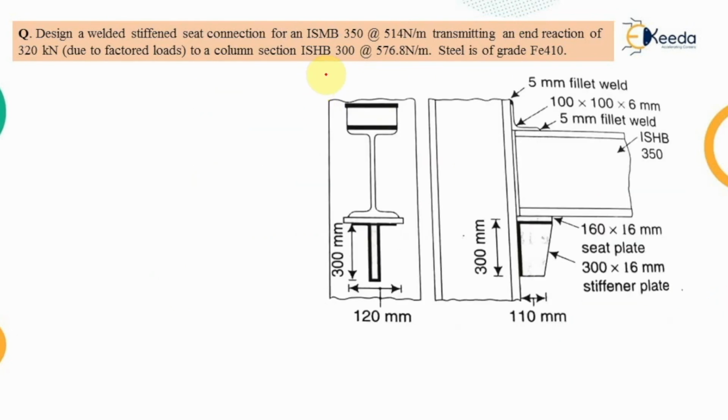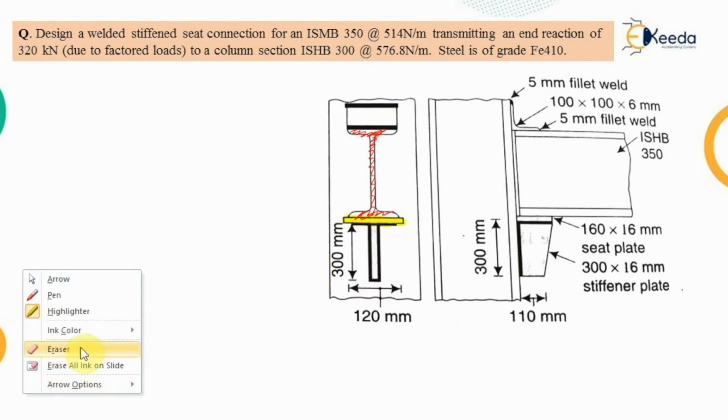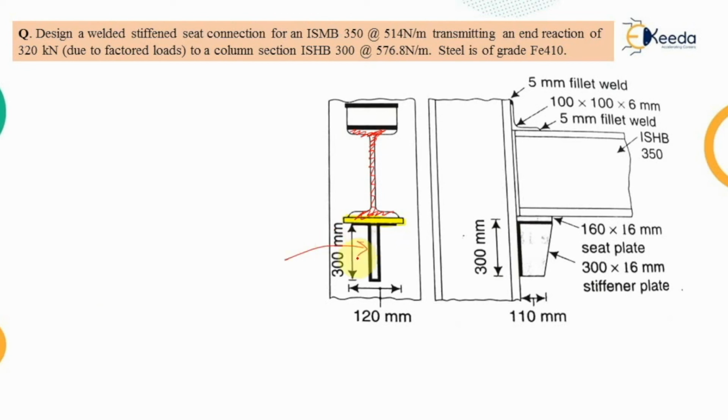Therefore, looking at the diagram, this is the actual beam which is connected to the column flange. This is the I section that is connected to the column flange. Now below this we have provided the seating plate. So this is the seating plate which I am highlighting with the yellow color. Now to stiffen it, we have provided the stiffener of 300 millimeter depth so as to increase the connection with the column flange. So this is the stiffener which is provided.